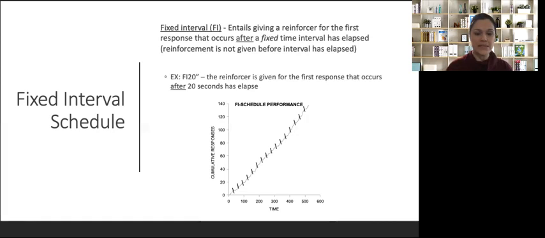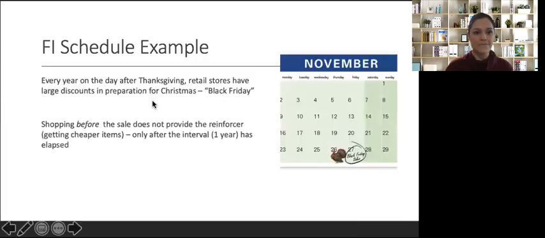That's typically what we see for the performance. An example of a fixed interval: every year on the day after Thanksgiving, retail stores have large discounts in preparation for Christmas, right? Black Friday. Shopping before the sale doesn't provide you the same reinforcer, right? You might not get the same deal or the same discount on items. It's only after a whole year has passed and we're on Black Friday that you get those deep discounts when you go shopping. Okay, so that's a fixed interval.